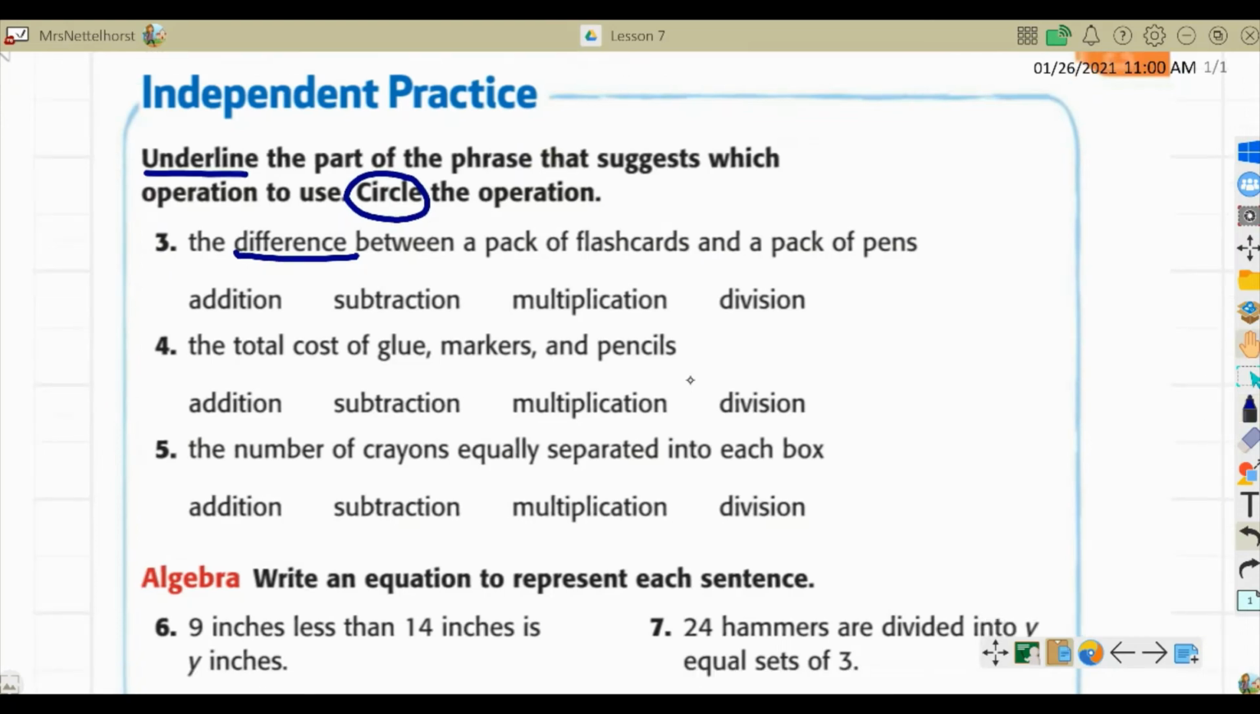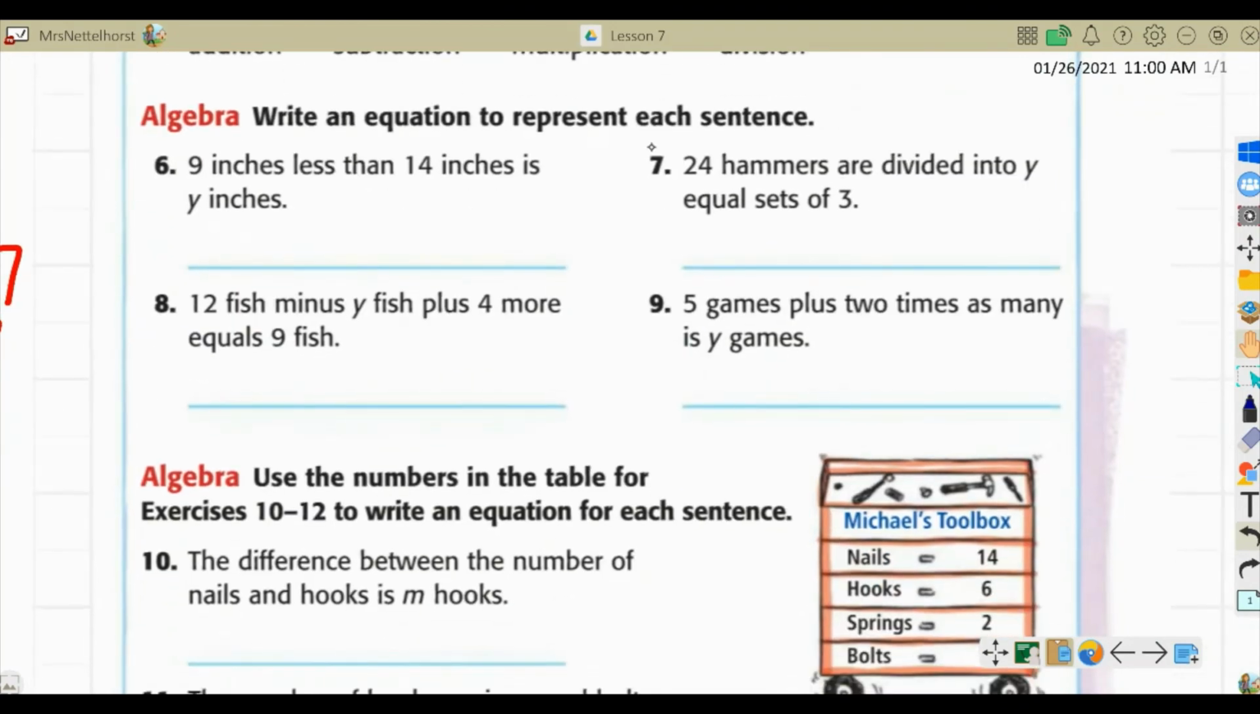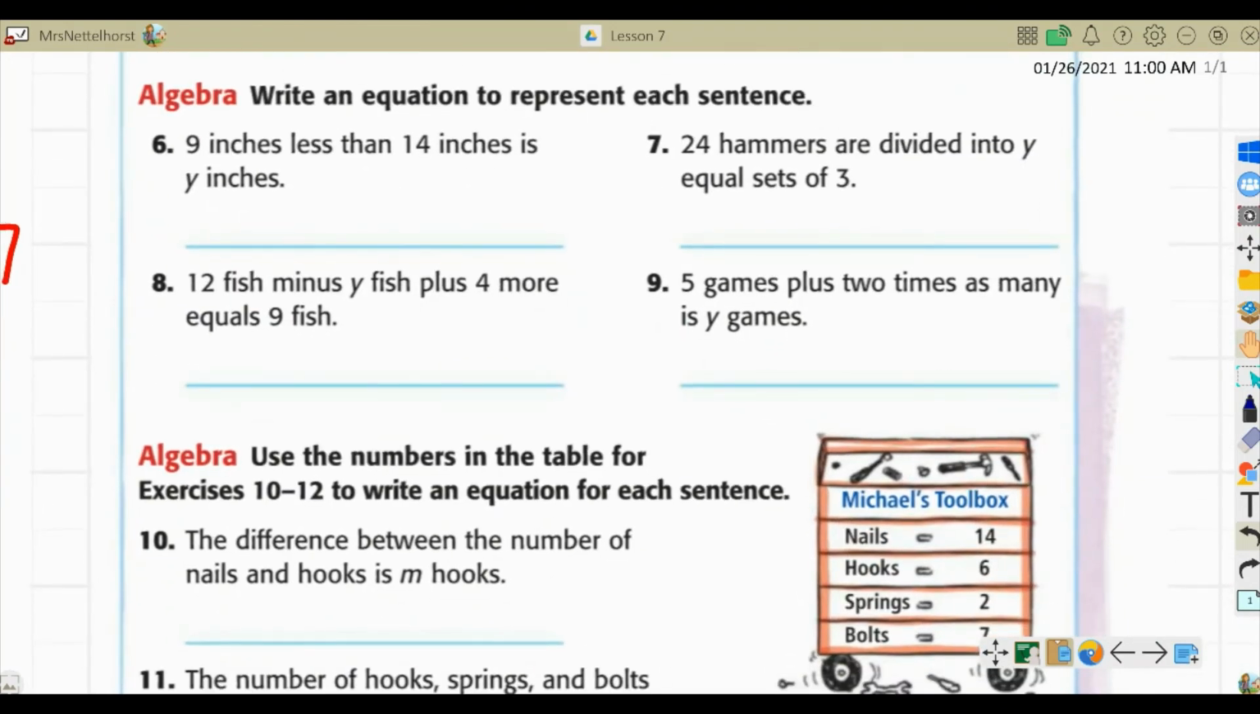Okay, let's scroll up here a bit. We're going to write an equation to represent each sentence. I recommend that you mark them up. I'm going to help you by marking them up. Okay, so 9 inches less than 14 inches is y inches. Let me tell you, the word is indicates your equal sign, just so you know.